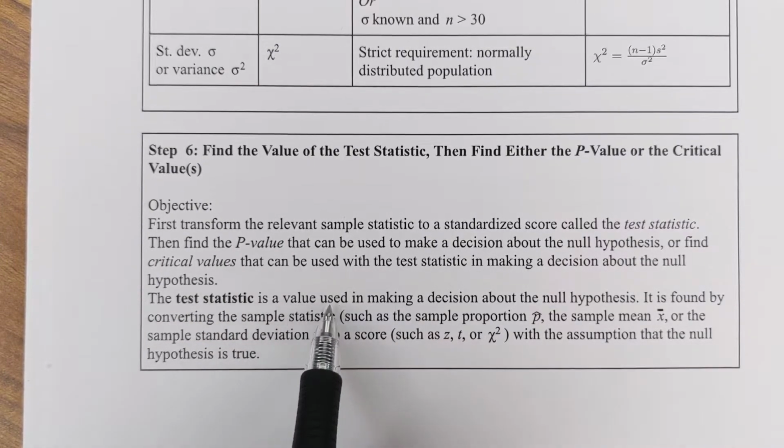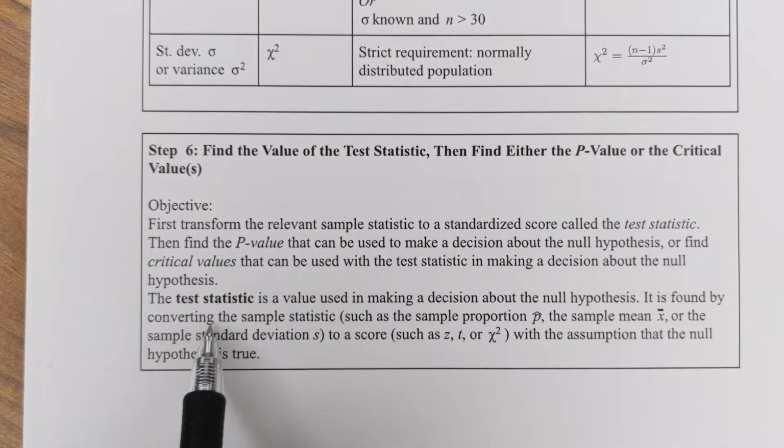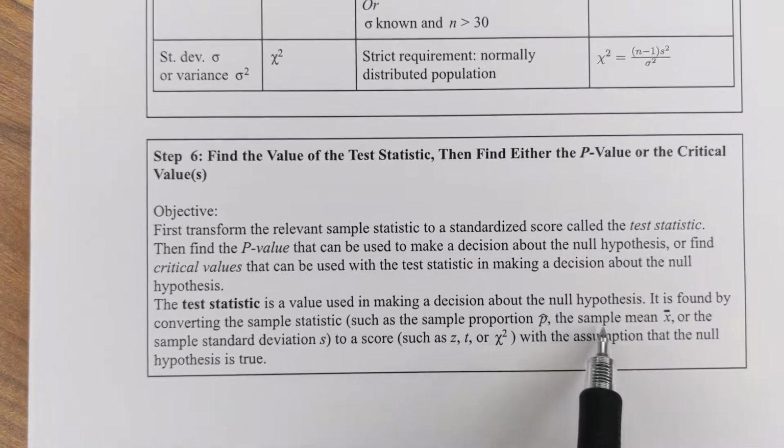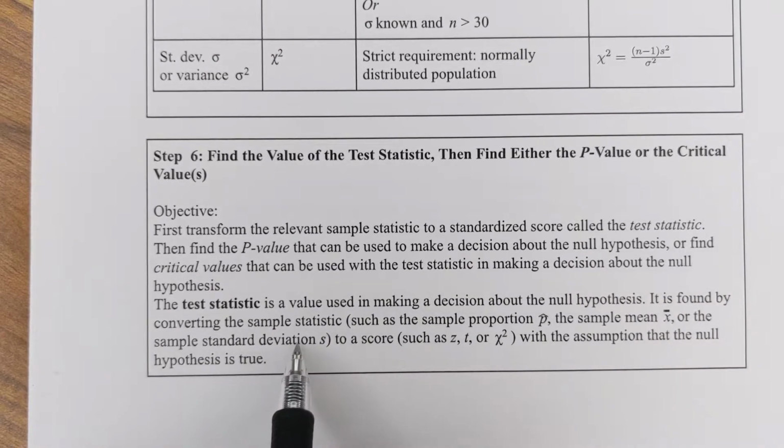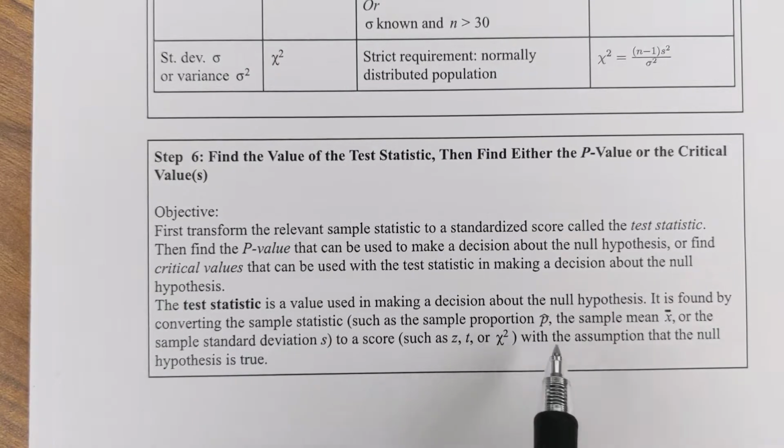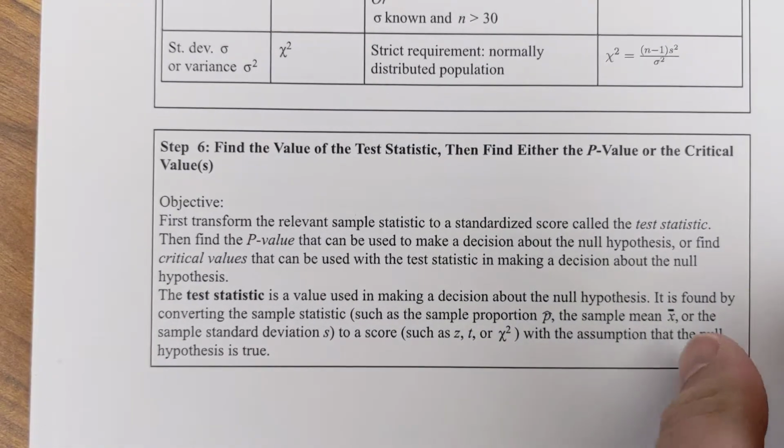The test statistic is a value used in making decisions. It is found by converting the sample statistics, such as proportion p, sample mean x bar, or the standard deviation s, to a score z, t, or chi-squared, with the assumption the null hypothesis is true.